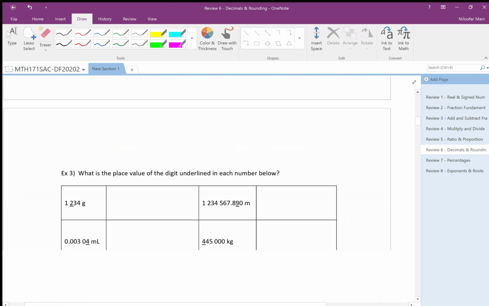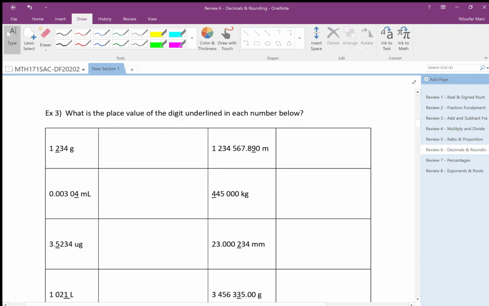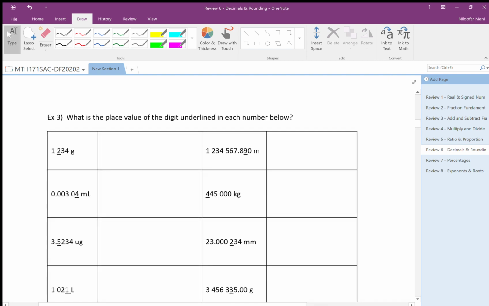So you can have a different meaning for each digit that you see. Maybe if it's after the decimal, it's totally different from when it's before the decimal. Okay, so what is the place value of the digit underlined in each number? You start from 1. If you don't have any decimal, you start from 1. If you have a decimal, you start from the one before the decimal. Still, you are starting from 1.